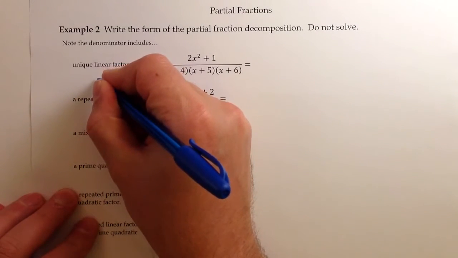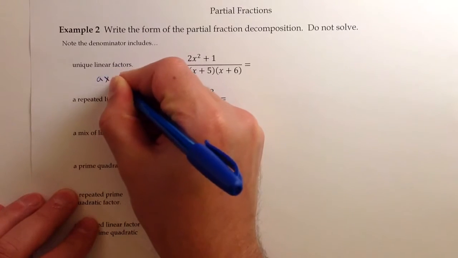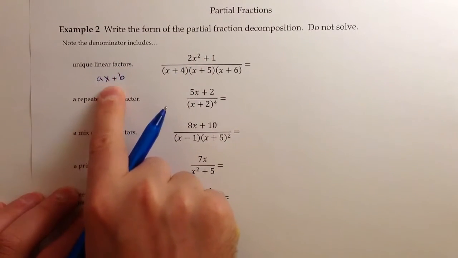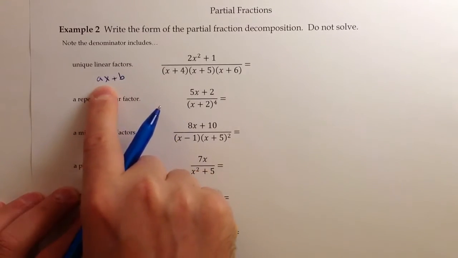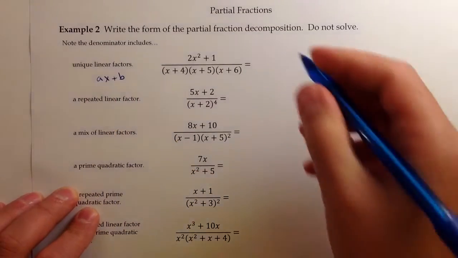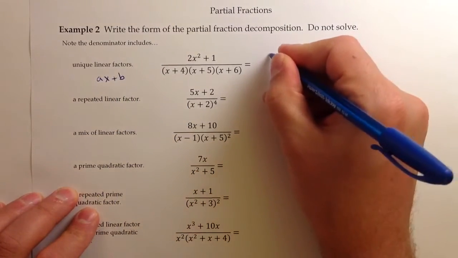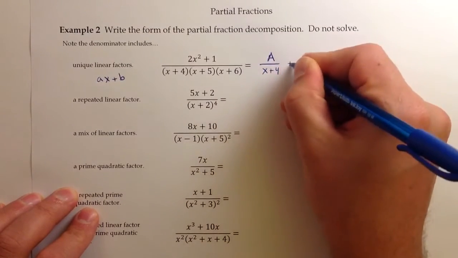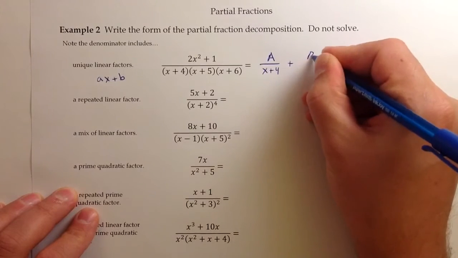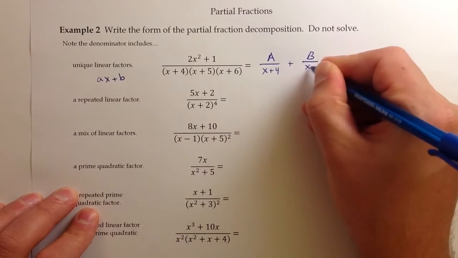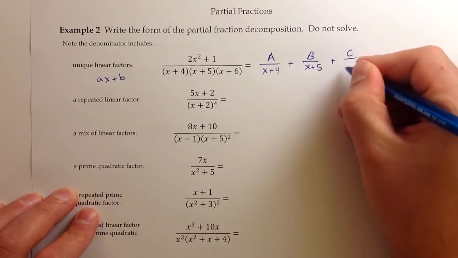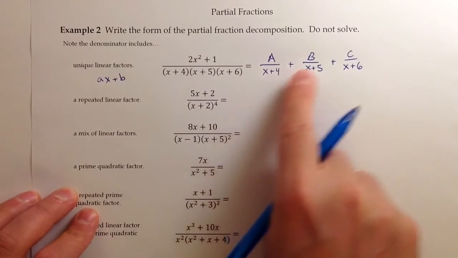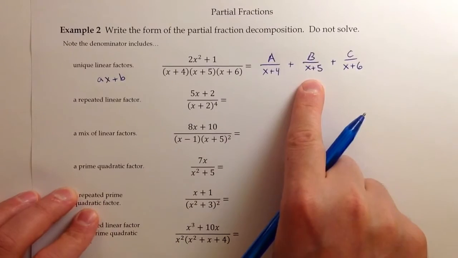In the first few examples, the factors in the denominator are all linear, meaning they take the form something like ax + b, where x represents the variable and a and b represent constants. In that case, each of the linear factors becomes part of a partial fraction, and in the numerator we simply get constants. So we get a constant a over x + 4, a constant b over x + 5, and so on.